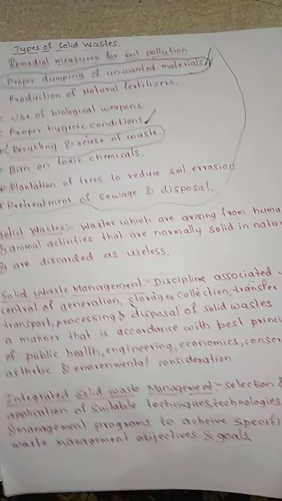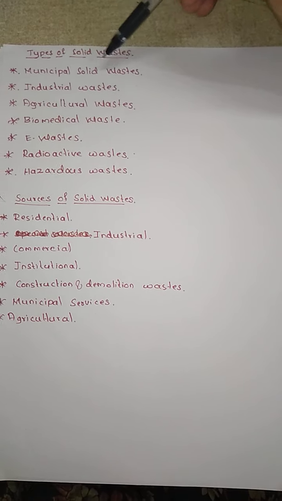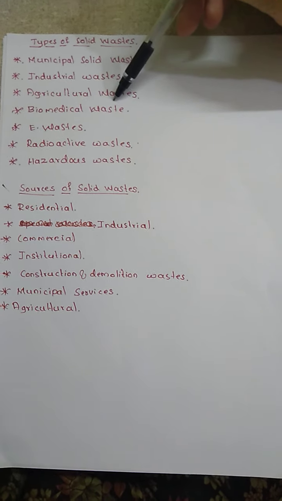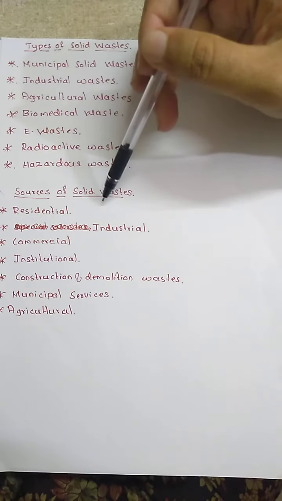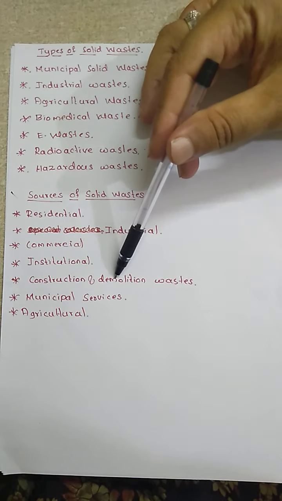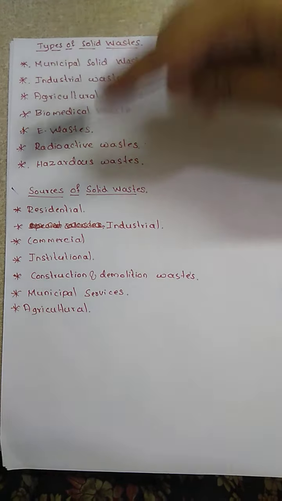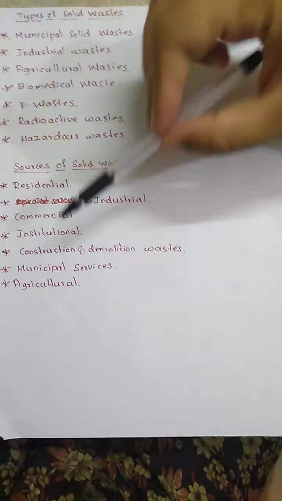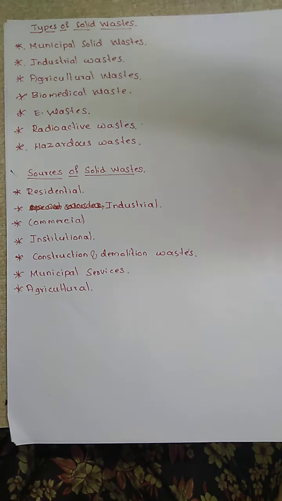Now let us discuss the different types of solid waste. We have municipal solid waste, industrial solid waste, agricultural solid waste, biomedical waste, e-waste, radioactive waste and hazardous waste. These are the types of solid waste. Then sources of solid waste: residential, industrial, commercial, institutional, construction and demolition, and municipal and agricultural. We will discuss this in detail in the next class, because right now I am not able to complete the different types and sources. Thank you.